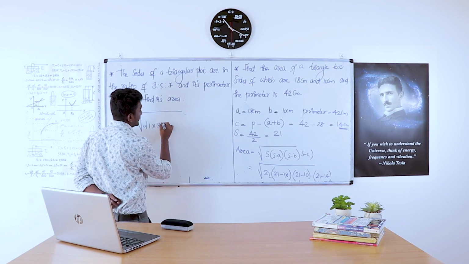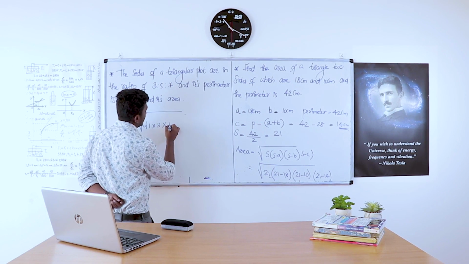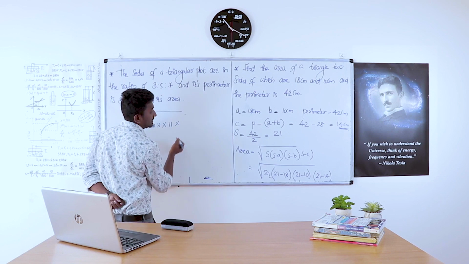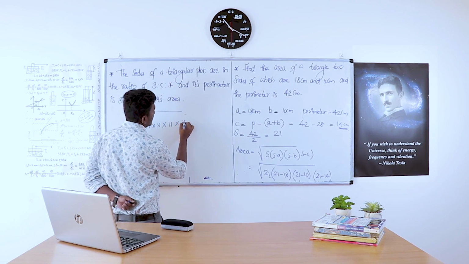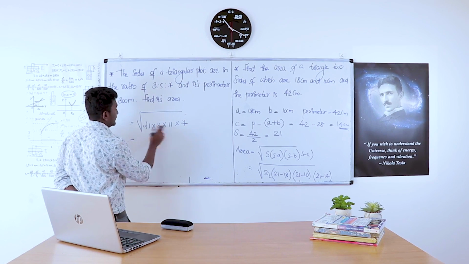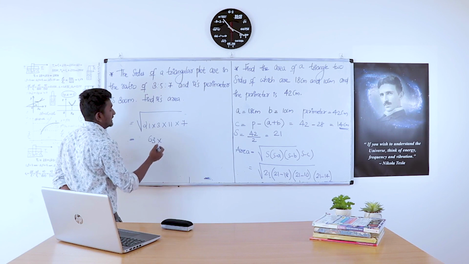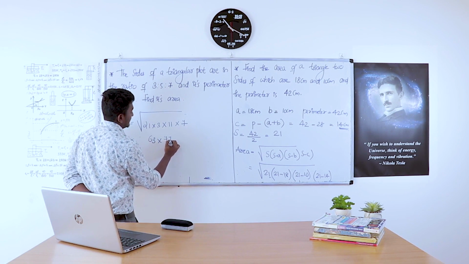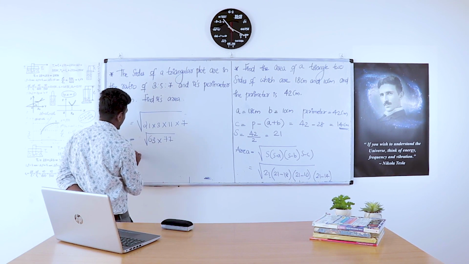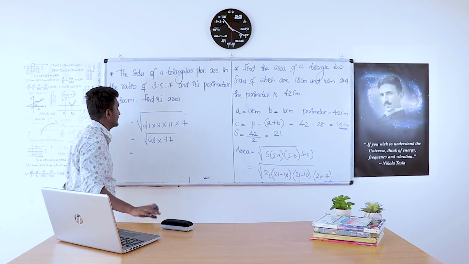Now solving this, we get root of 21 into 3, into 11, into 7. So we have to multiply this. What is 21 into 3? It is 63. Into what is 11 into 7? It is 77. That is root of 63 into 77.